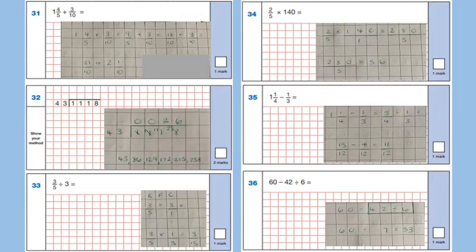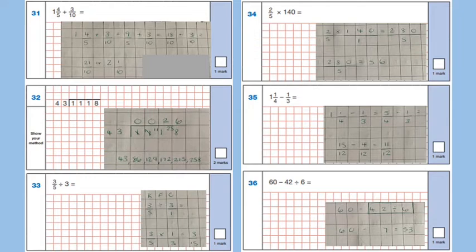So then when I'm using KFC, keep the first fraction the same, which is 3/5. Flip the operation symbol to a times and change the fraction so that the numerator and denominator are the opposite way round, so it now becomes 1/3. 3 times 1 is 3 and 5 times 3 is 15. So you've got your answer 3/15.